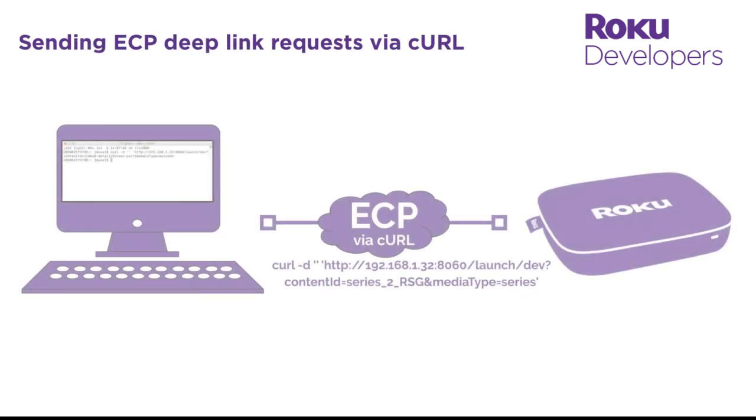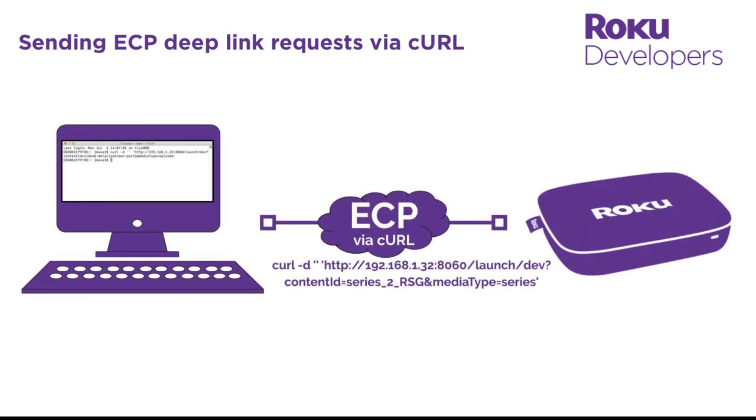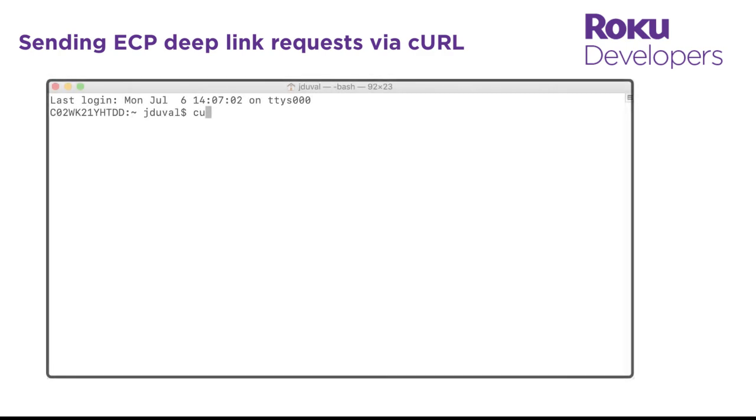All right, one last thing we want to demonstrate before we're done testing, and that is that we can also send deep link requests via curl commands. So I'll open a terminal and create a post request without any data, and then enter the IP address of my Roku device, port 8060, which is the port that receives ECP commands, and in the URL path, let's include the launch or input command and the channel ID, which is dev.